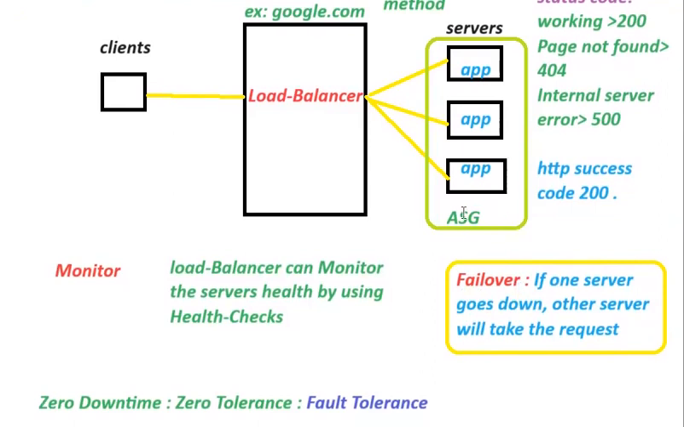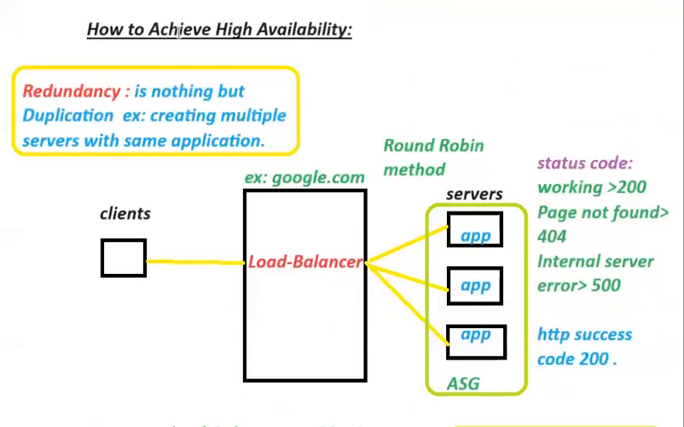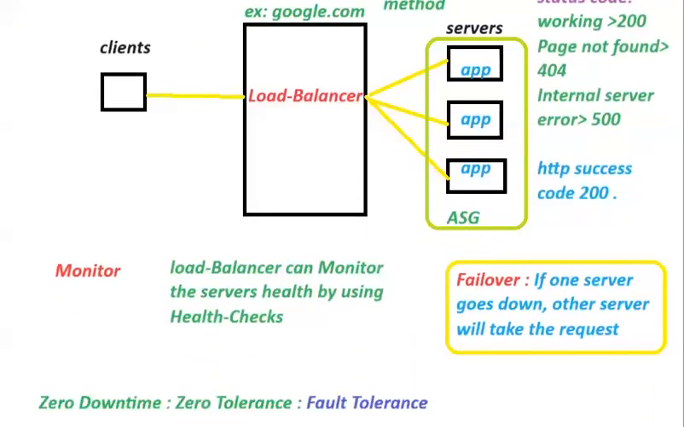another application server will be automatically generated, and this architecture achieves zero downtime, zero tolerance, that is fault tolerance as well. In this way we can achieve high availability in our architecture in AWS, in cloud as well.